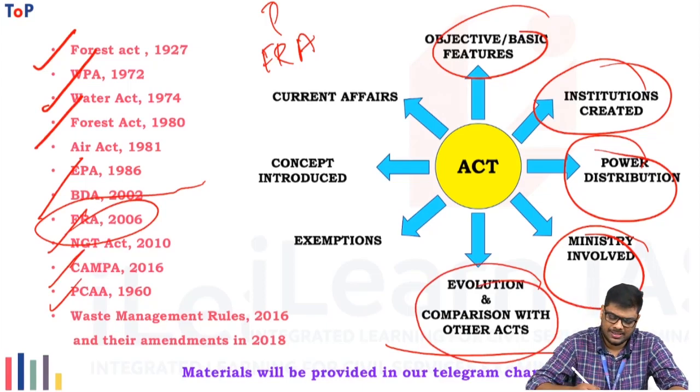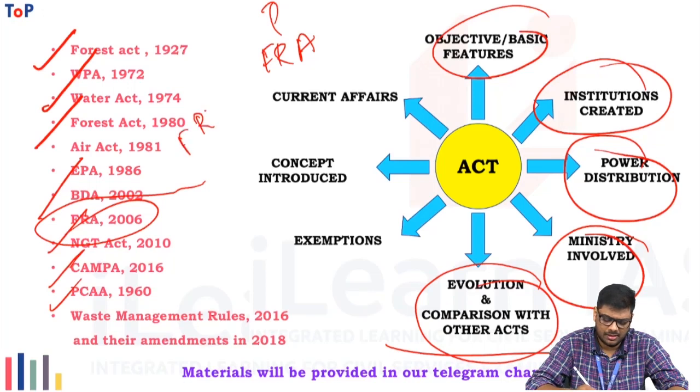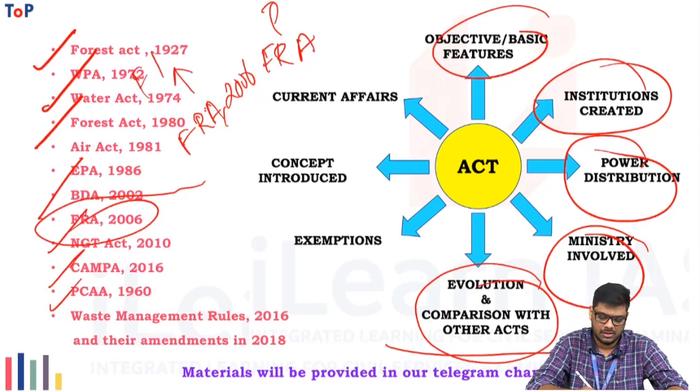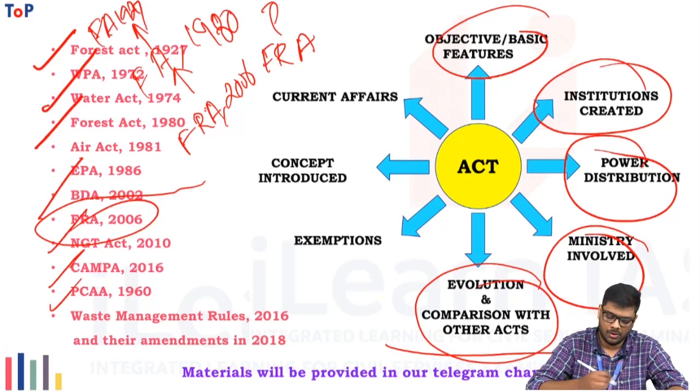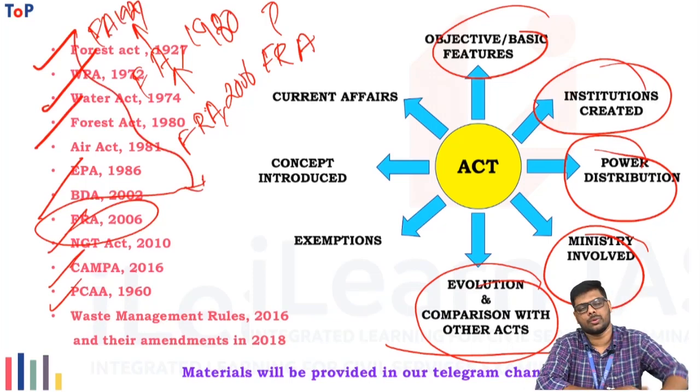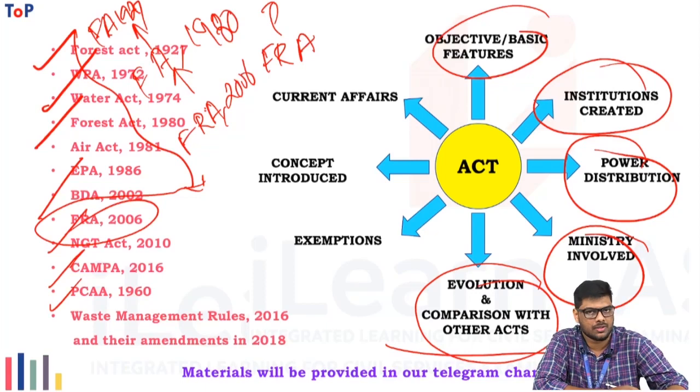Then, you have to be thorough with the evolution of the act. Let me give an example. The Forest Rights Act 2006 is different from its prior version, the Forest Act 1980. And the Forest Act 1980 was different from its predecessor, the Forest Act 1927. So what makes the three acts different from each other? You have to study the evolution.